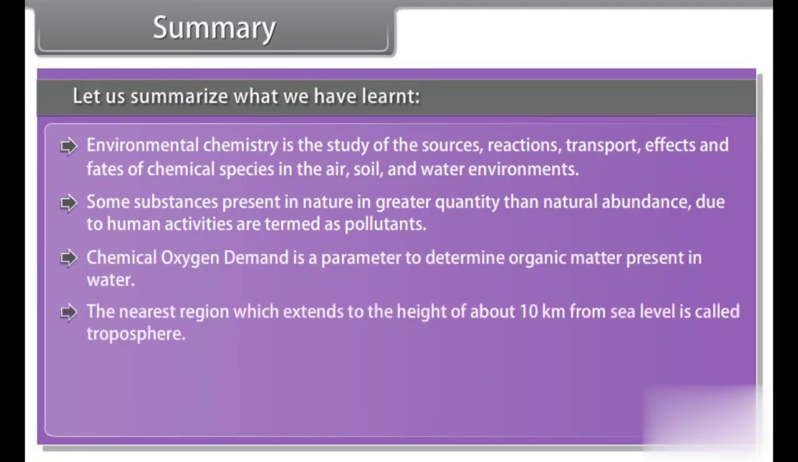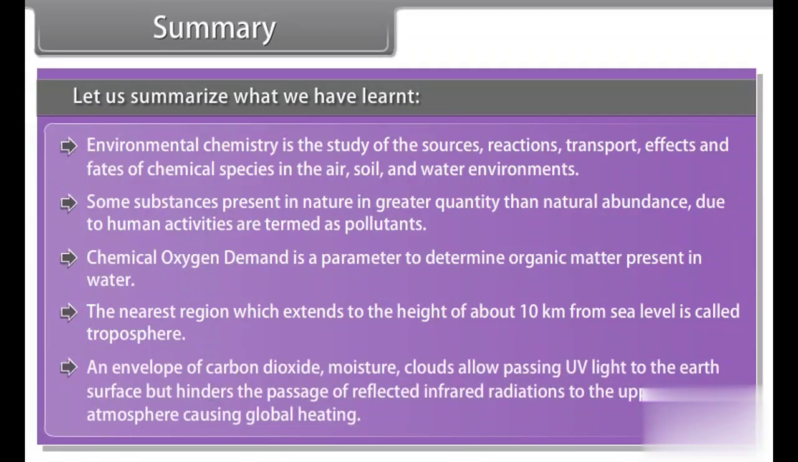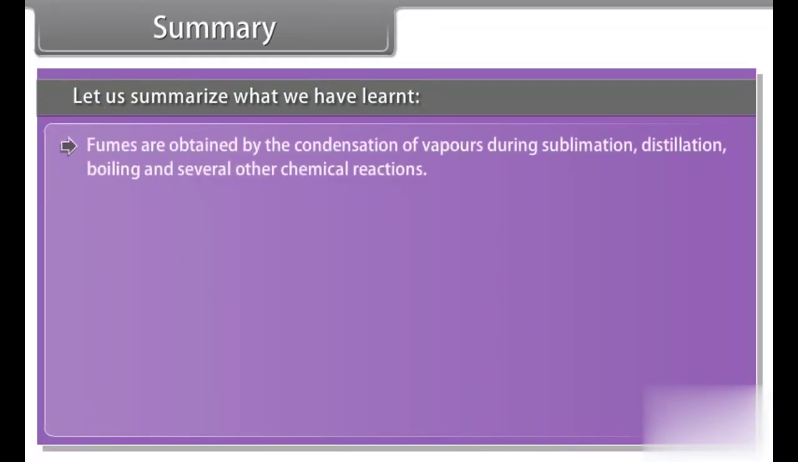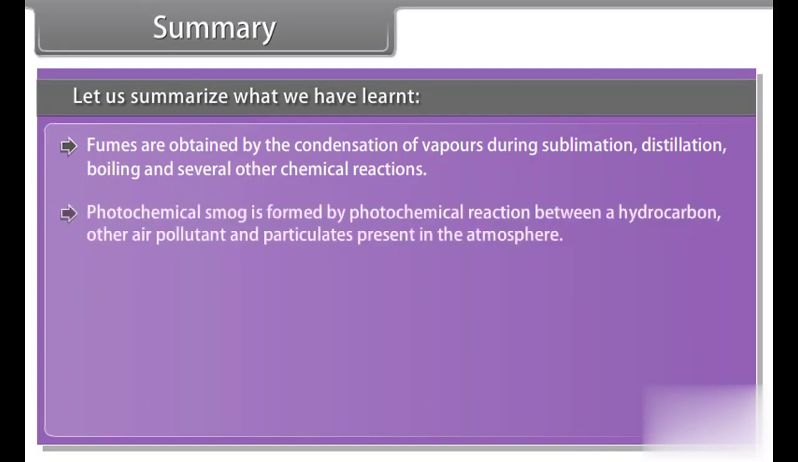The nearest region, which extends to the height of about 10 km from sea level, is called troposphere. An envelope of carbon dioxide, moisture, clouds allows passing UV light to the Earth's surface, but hinders the passage of reflected infrared radiations to the upper atmosphere, causing global heating. Fumes are obtained by the condensation of vapors during sublimation, distillation, boiling and several other chemical reactions. Photochemical smog is formed by photochemical reaction between a hydrocarbon, other air pollutant and particulates present in the atmosphere.